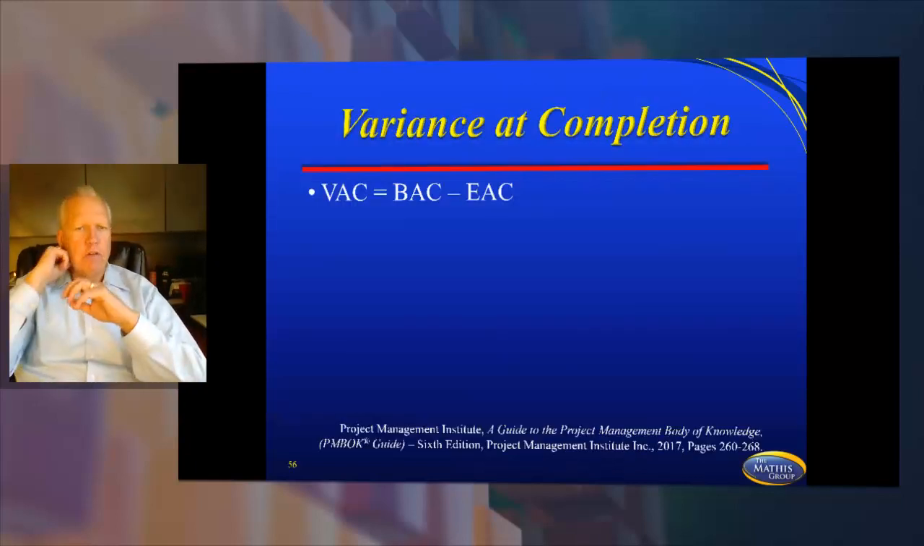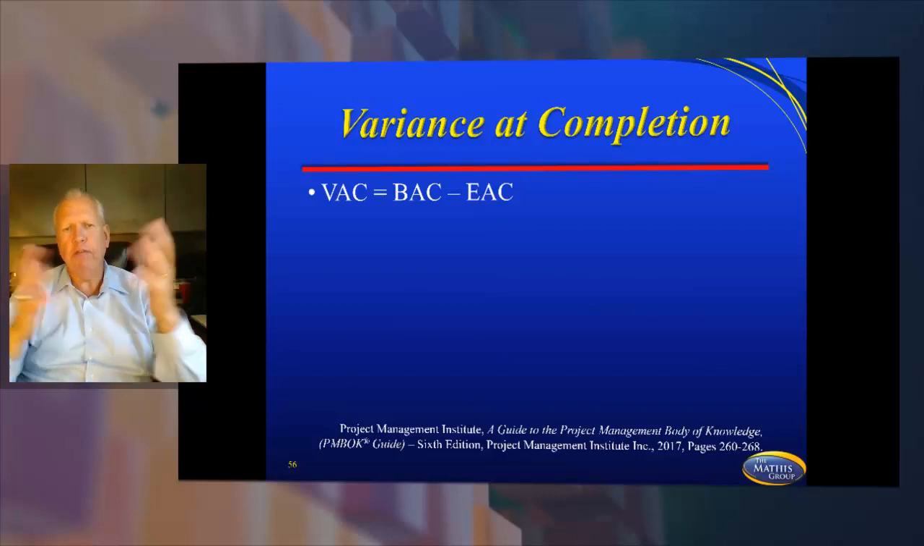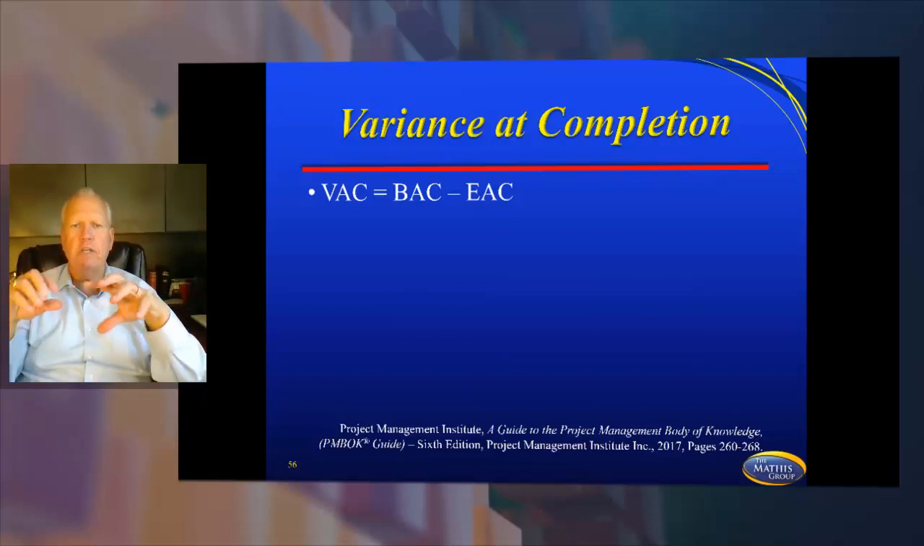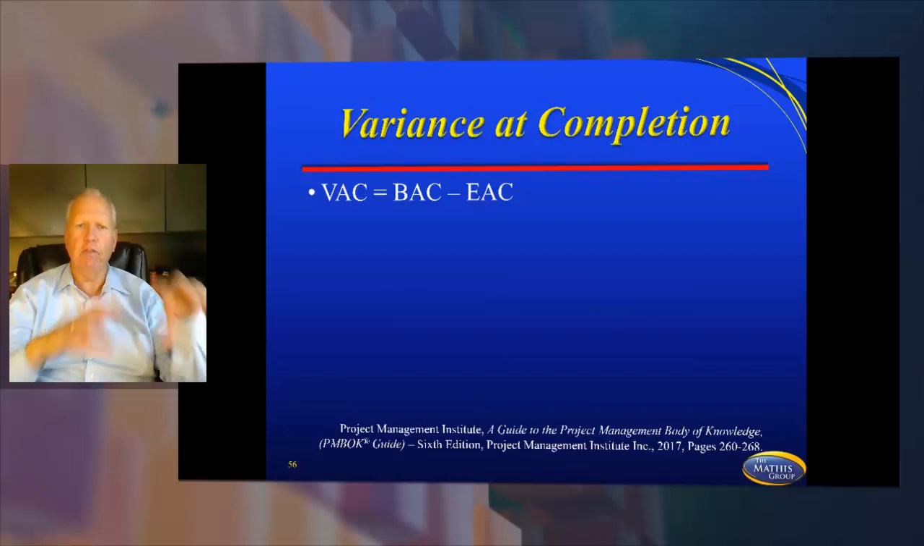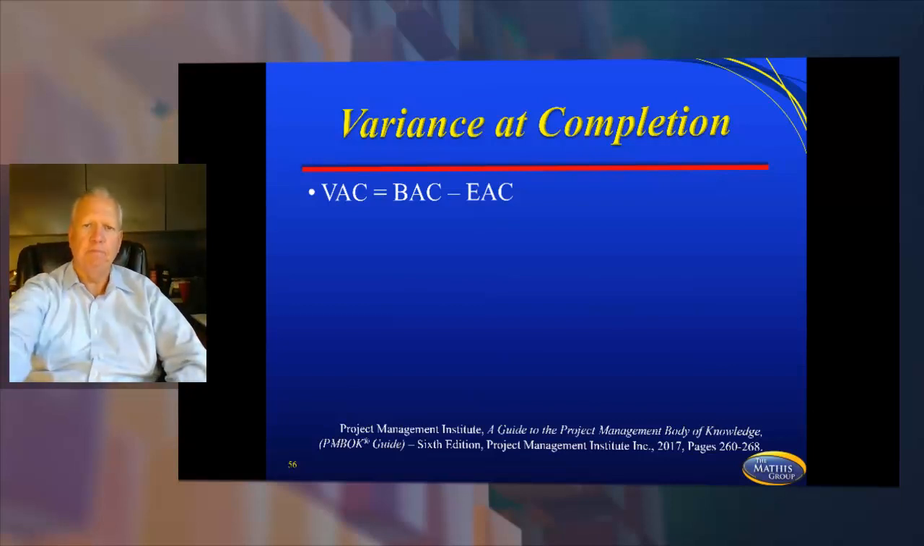Then you have your variance at completion, which is BAC minus EAC. BAC is going to be your budget. Your EAC, you're going to have to determine which formula they're asking you. Most of the time, they're going to give you all the characteristics. You have to calculate an EAC to then calculate the VAC.